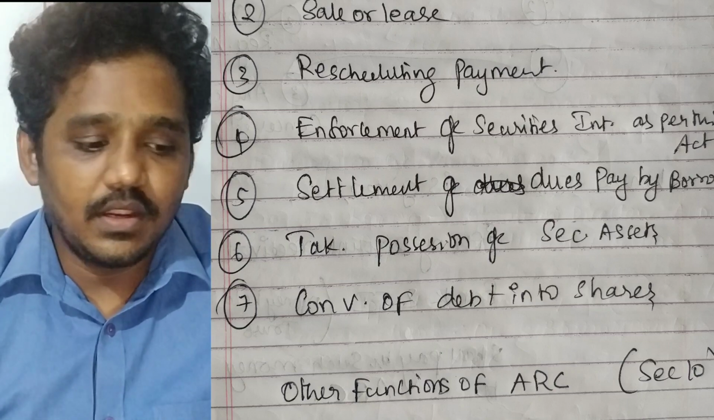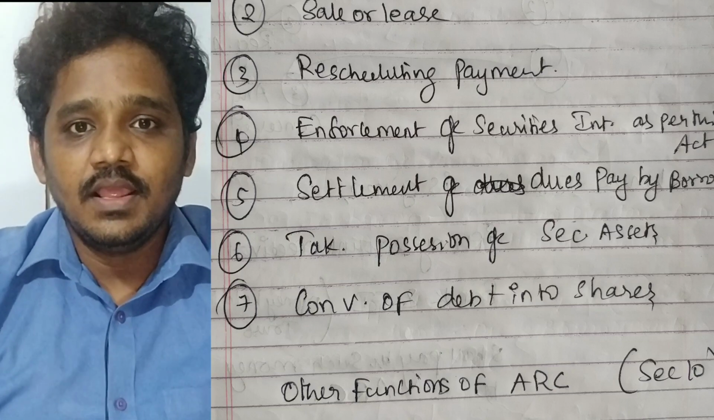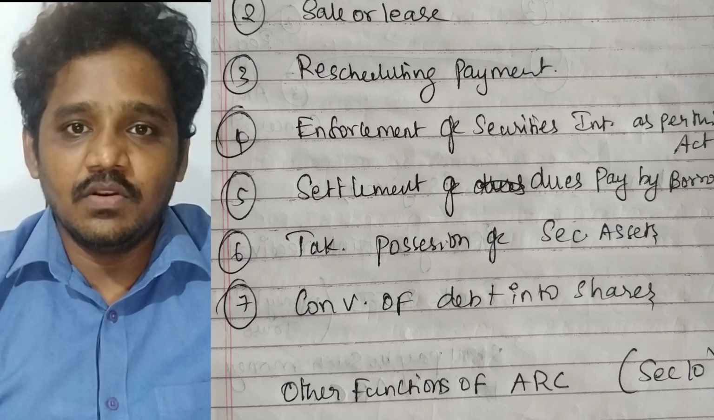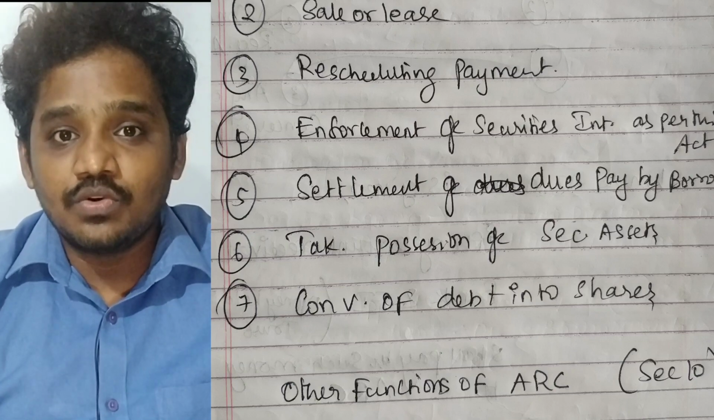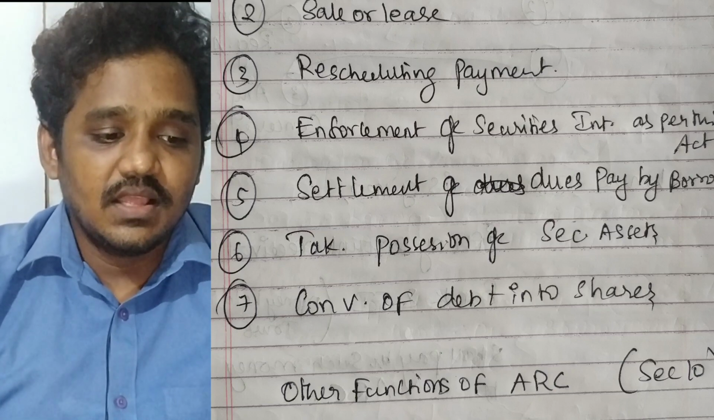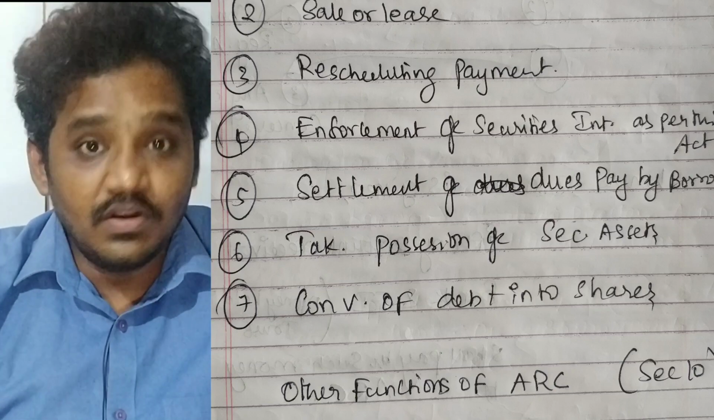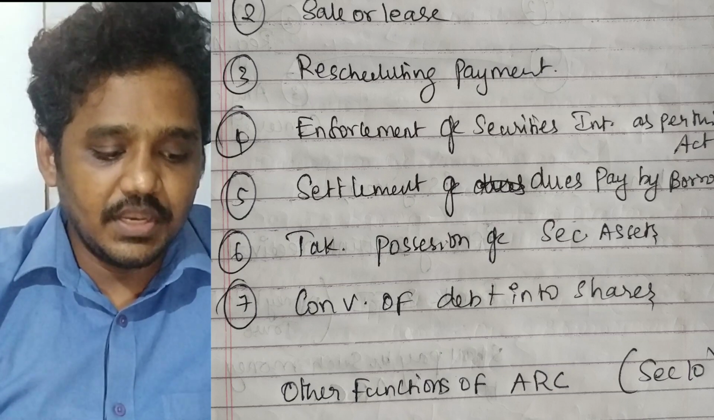And there is another point relating to combinations they can go for, like converting the debentures into shares. They will buy the ownership of the company and they will come out. Okay, these are the measures that the asset reconstruction company will take towards the debt.